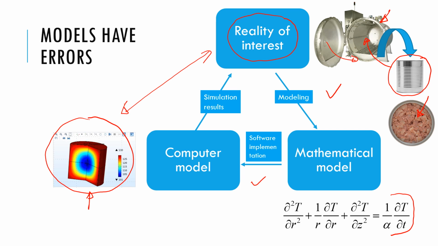Now, we can try to reduce them, but we cannot eliminate these errors. It's very important to know how the model differs from reality always. This is why we need to validate the simulation results. We need to compare the simulation results that we get at this stage with reality, and typically that means we compare the simulation results with experiment.